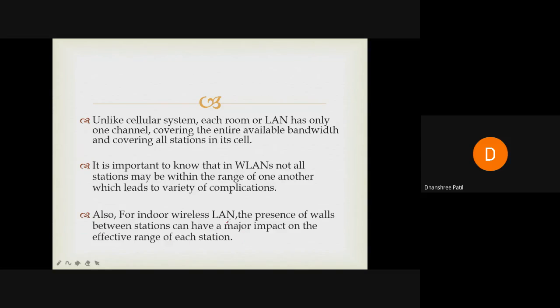Okay, so if we use wireless LAN in a room, walls or curtains also, or the immunity in the environment, anything can hamper this range. Okay, the effective range of each station.